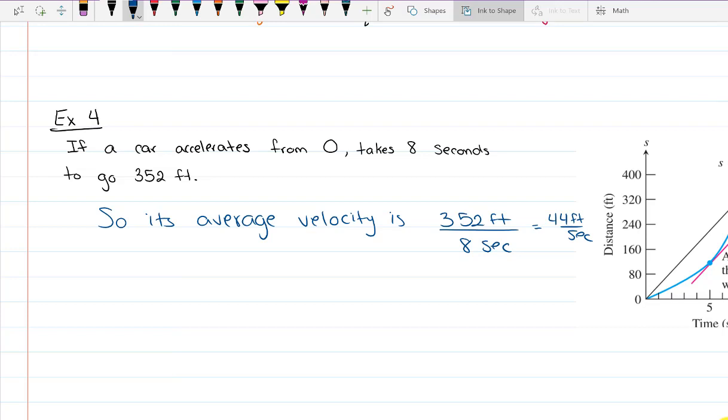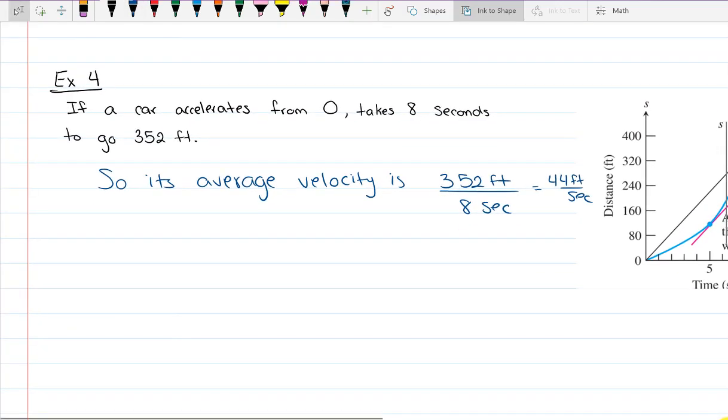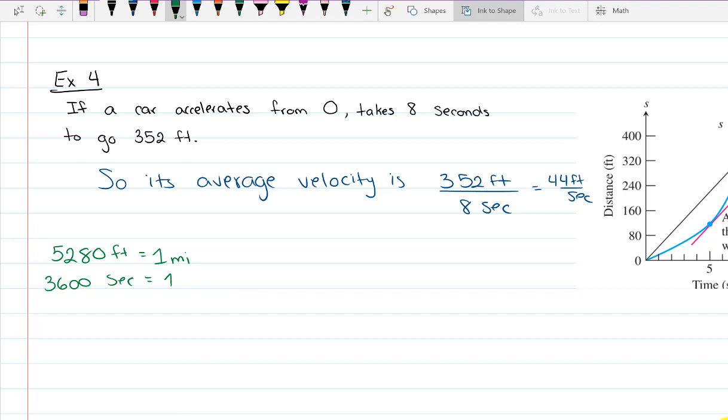Now, 44 feet per second doesn't mean much to me, so I'm going to go ahead and convert it into miles per hour. So we need a couple conversions, and this should just be off the top of your head. You should know that there are 5,280 feet in 1 mile, and that there are 3,600 seconds in 1 hour.